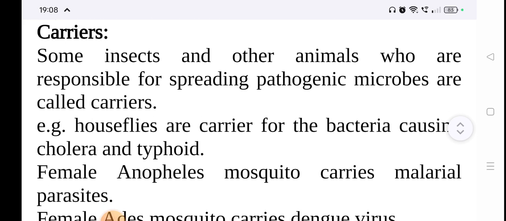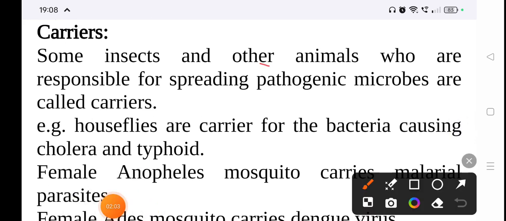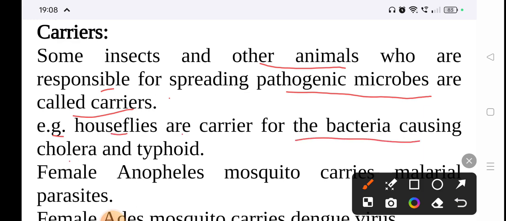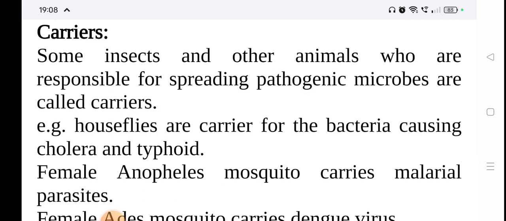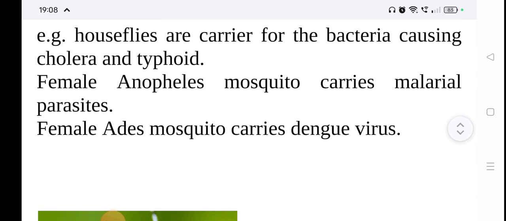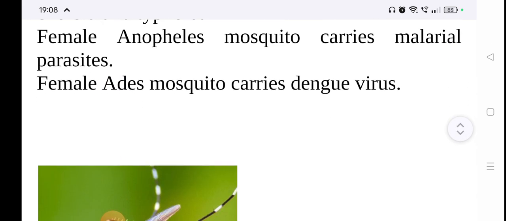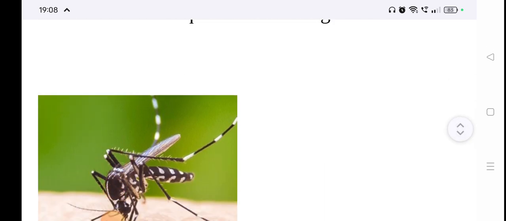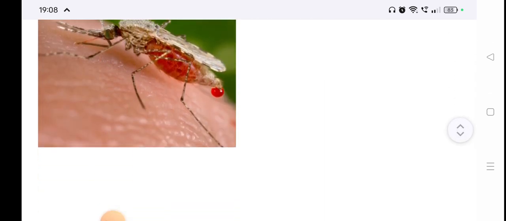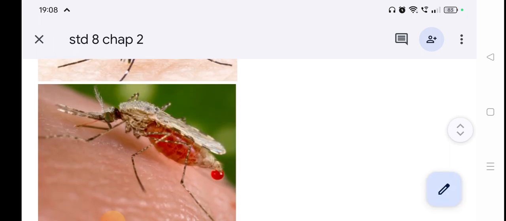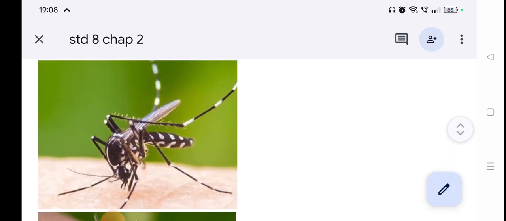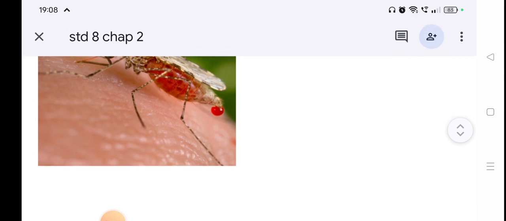Some insects and other animals who are responsible for spreading pathogenic microbes are called carriers. Example, houseflies are carrier for the bacteria causing cholera and typhoid. Female Anopheles mosquito carries malarial parasite. Female Aedes mosquito carries dengue viruses. Now see, this is the female Anopheles mosquito and this is the female Aedes mosquito.